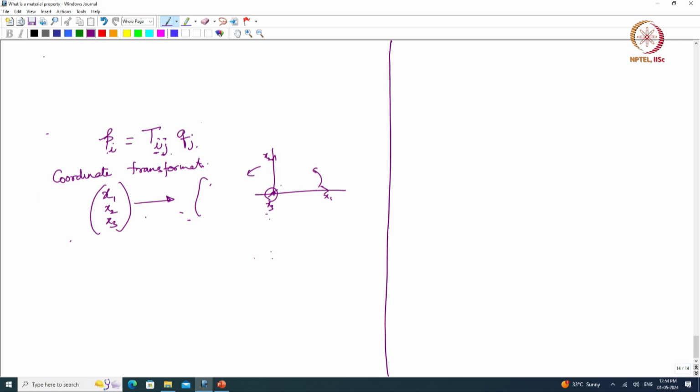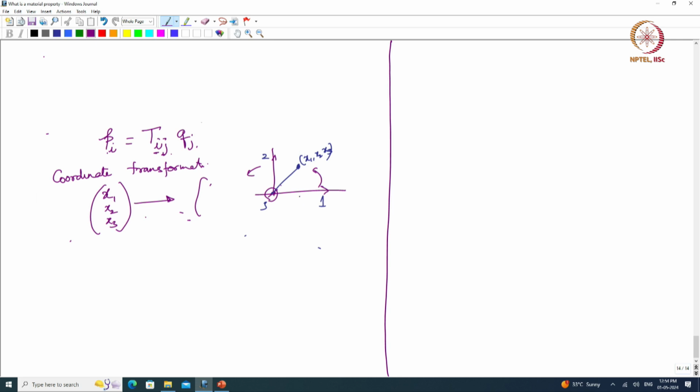So in the new system, I am looking at one of these vectors. This is the vector of interest whose coordinates are x1, x2, x3. Let us be a bit more careful in naming these things. I am going to name the axes axis 1, axis 2, axis 3. And then I have a vector which is x1, x2, x3.